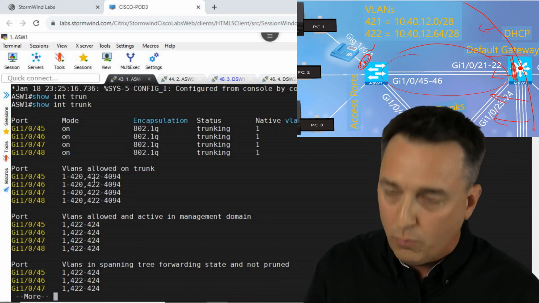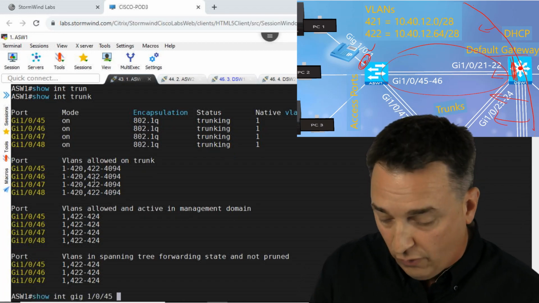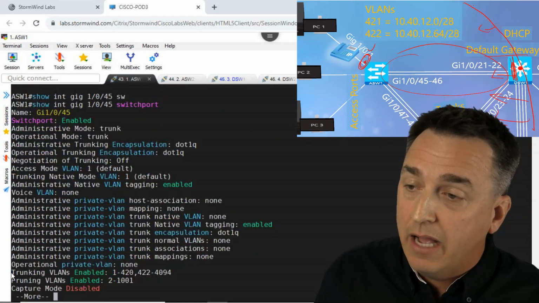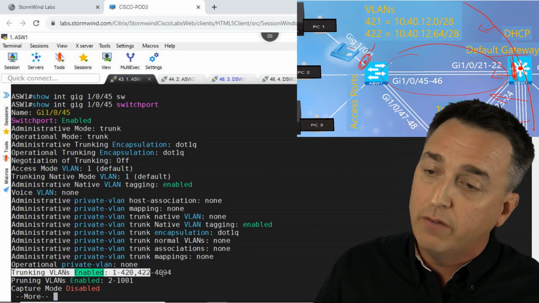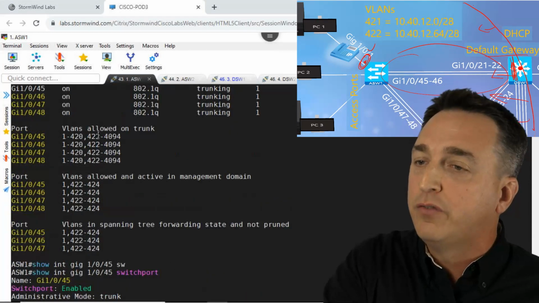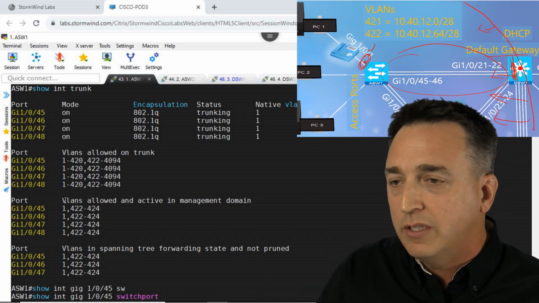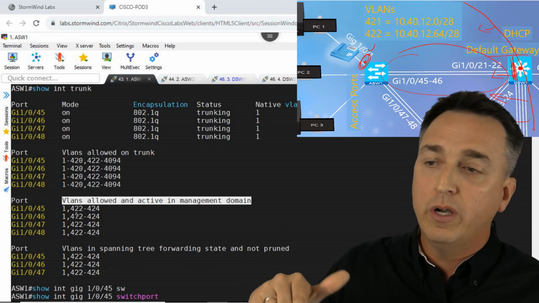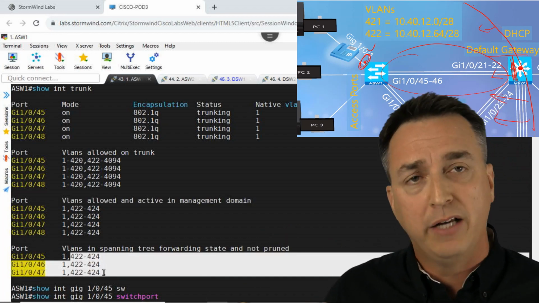So we could look at this another way. We could type in something like show interface gigabit 1/0/45 switch port. And when I do that, we'll see that down here it says trunking VLANs enabled is 1 through 420 and 422 to 494. So the same information we saw in the output of show interfaces trunk. So the problem right now here is, notice how it says VLANs allowed and active in the management domain. 421's not showing up here either. And then down here, it's not showing up for spanning tree protocol.